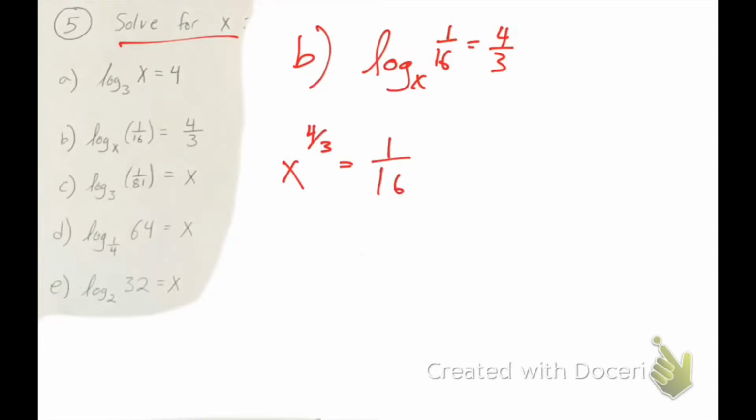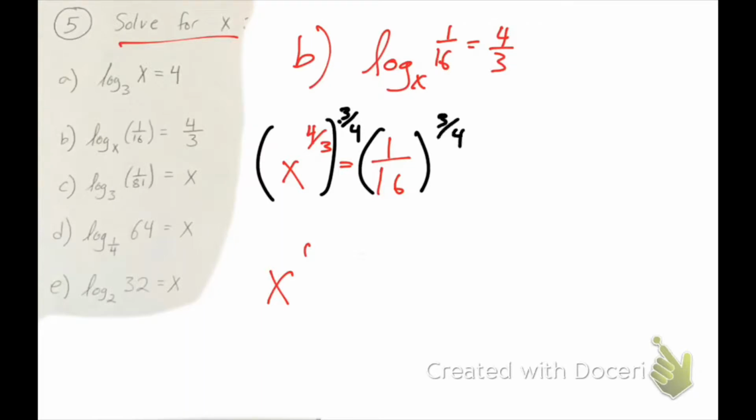Now the key here is that since x is not in the exponent, I'm going to take this left-hand side and multiply by the reciprocal of the exponent. Those will cancel each other out, and I'll be left with the power of 1. 4/3 times 3/4 is 1. But what I do to one side, I also have to do to the other. So this will be equal to 1/16 to the 3/4.